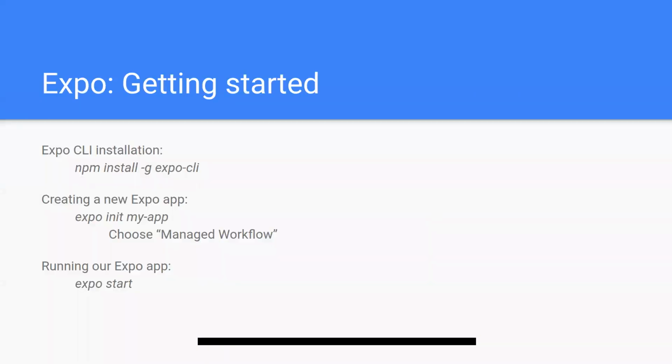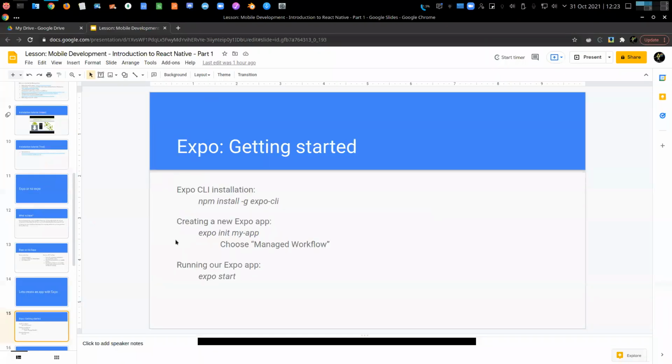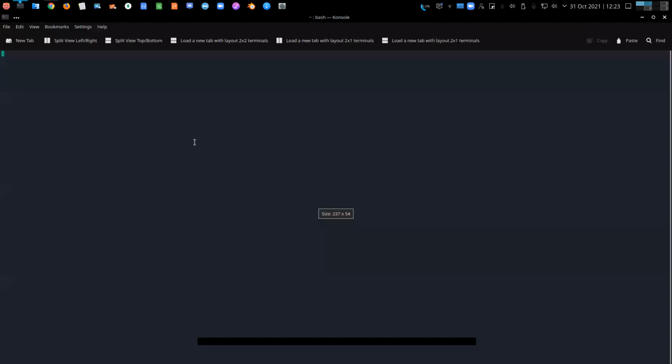So what we need to do is that first we need to install the Expo CLI. We need to install it through npm globally so we can later use it. Then we'll need to initiate the app and we can then start it. So I'll show you how to do that now. Let's hop into the terminal.